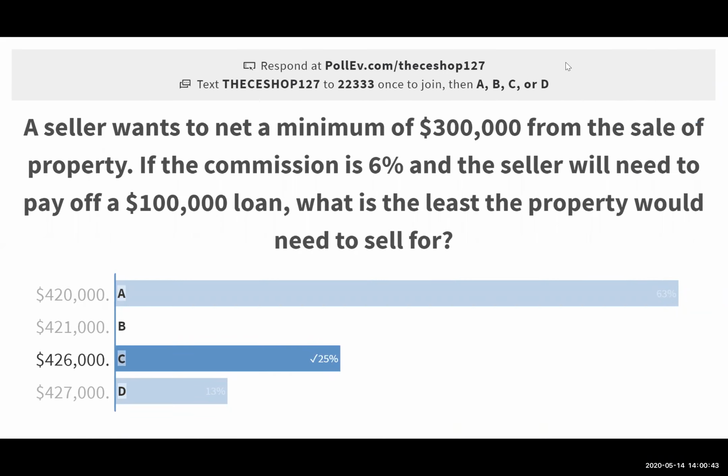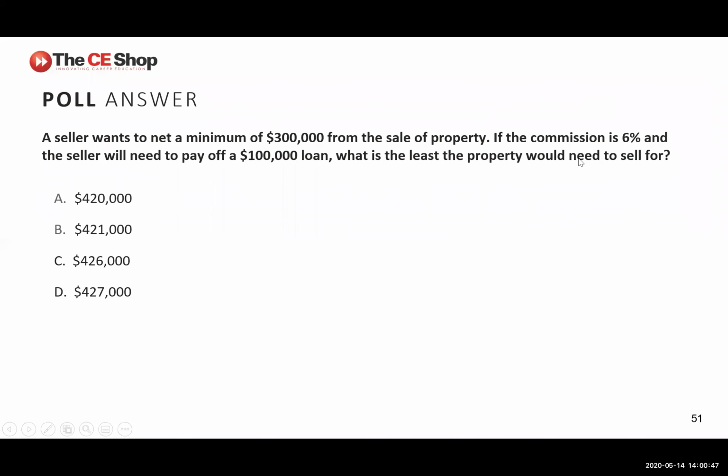426 is the correct answer. So, how did we come up with that? 100% minus 6% minus $100,000. That comes into play because he's got to pay off that loan in addition to what's going on. So you're looking at $300,000 is that number. So 94% of the sales price minus 100,000 is 300,000.